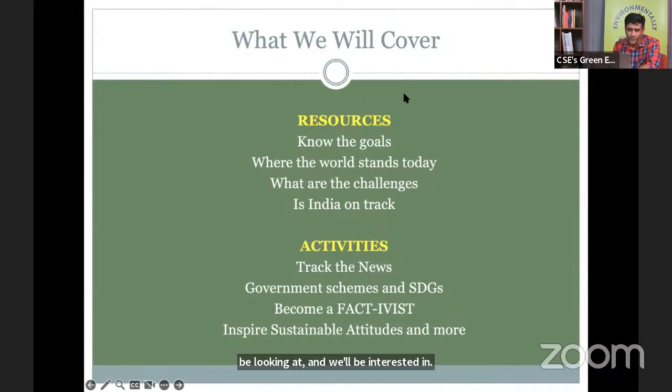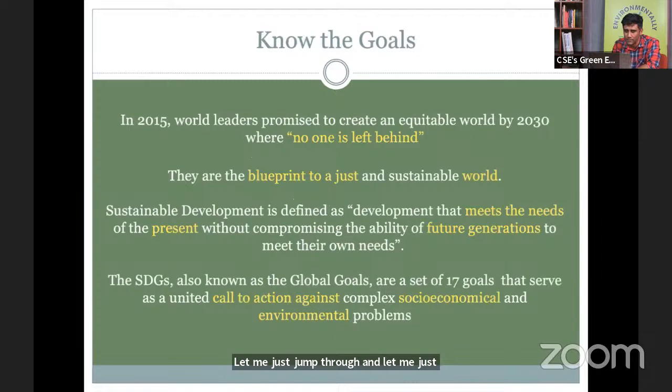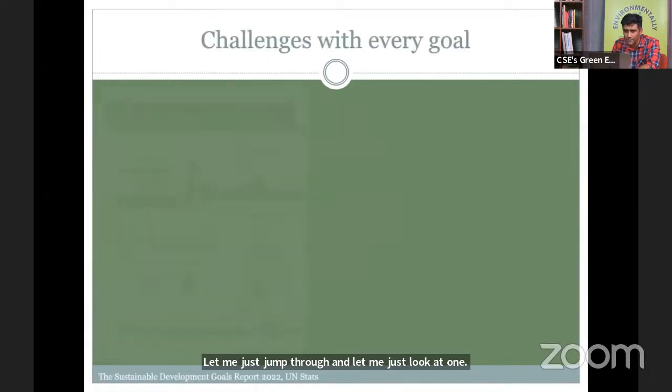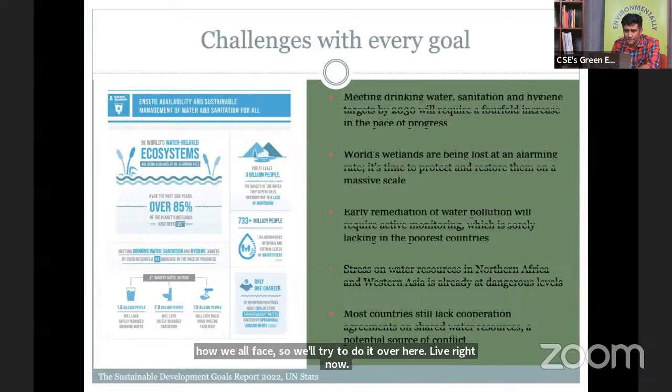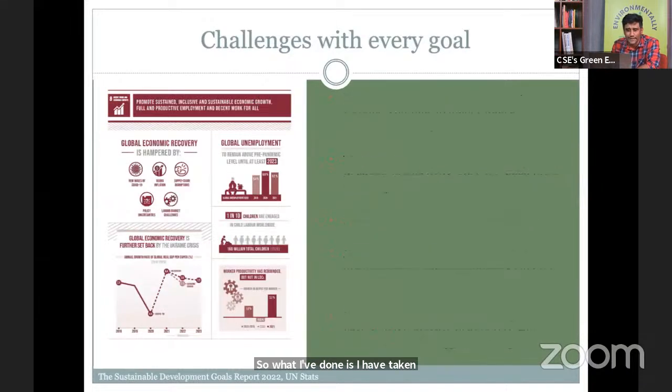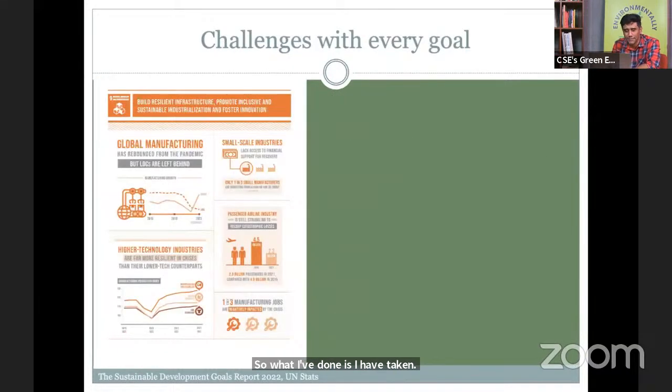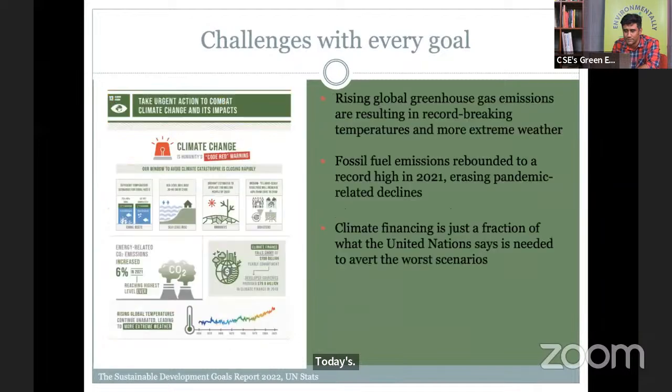Before we do that, let me just look at the first activity that we'll be doing and how we all fare. We'll try to do it live right now. What I've done is I have taken today's Hindustan Times. I'm based out of Delhi, so I've taken today's Hindustan Times Delhi.